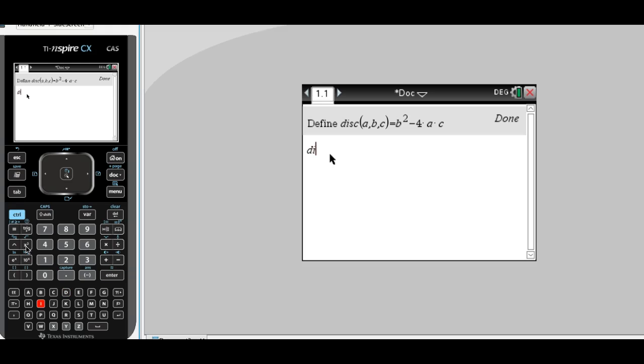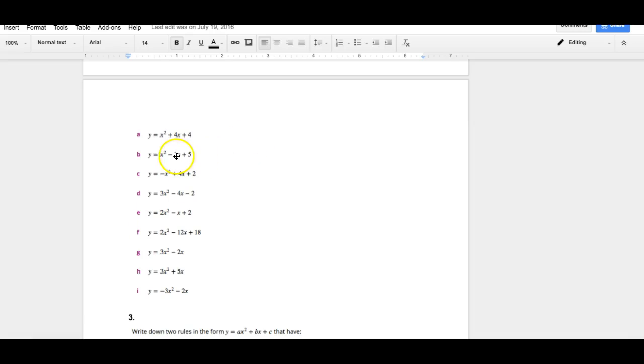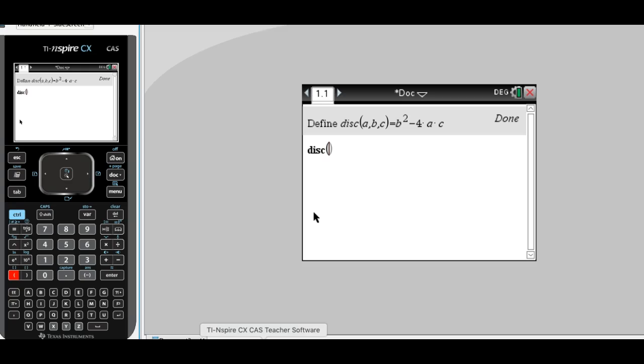So when you want to use it again, you can just write disc and see how it's put in bold. Okay, so it's bold. It's basically because we've stored it. So if you ever have something stored in your calculator, it will put it in bold. Now all you need to do is type the values of A, B, and C. So if we go back to our worksheet, the very first one we had was 1, 4, 4. So get the calculator back up, 1, 4, 4, and you press enter, and it'll give you the discriminant.